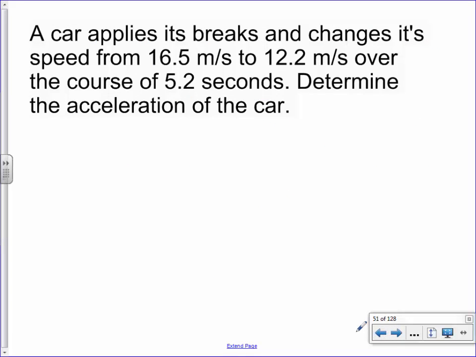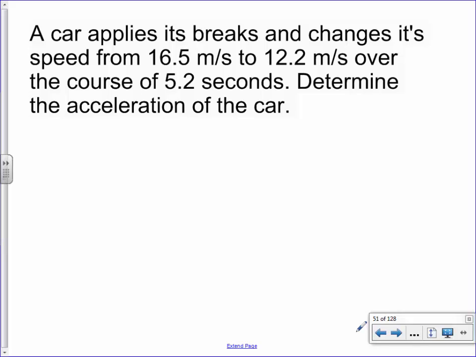All right, let's do one more example, then we'll take a break, and we'll finish the rest of the notes after a break. So let's do one last example. Let's say that a car applies its brakes and changes its speed. We want to determine the acceleration of the car. One of your first challenges sometimes will be figuring out what formula we should use. We've got three different numbers here.